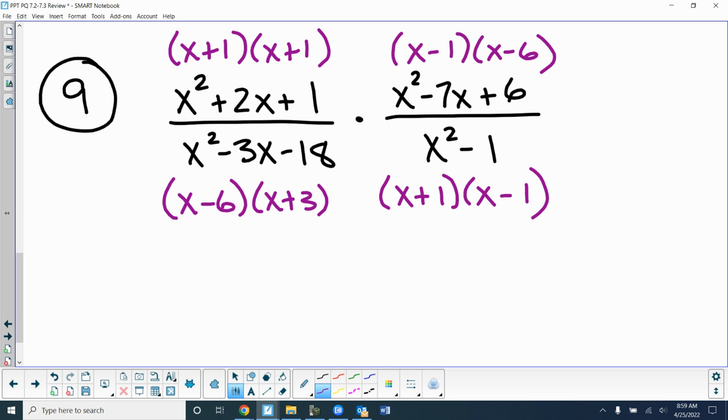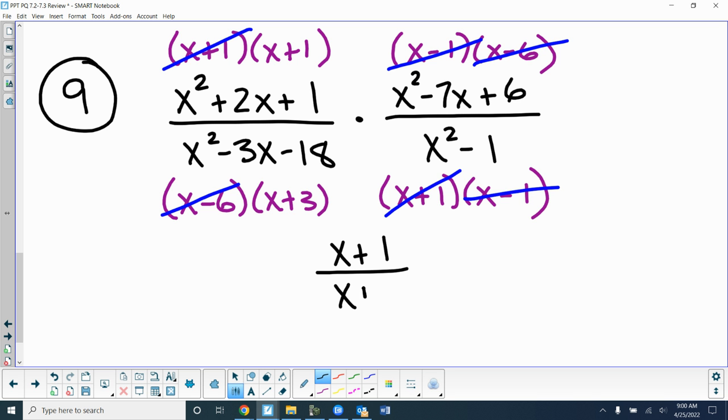Those aren't very difficult to factor, right? All my a values are 1. It's pretty easy, okay? So looking for common factors, x plus 1, there we go. Do I have another x plus 1 on the bottom? No. X minus 1, I do have another x minus 1 on the bottom. X minus 6, I do have 1 in the bottom as well. Okay? So I have an x plus 1 remaining in the top and an x plus 3 in the bottom.